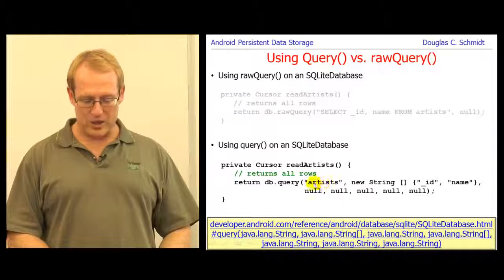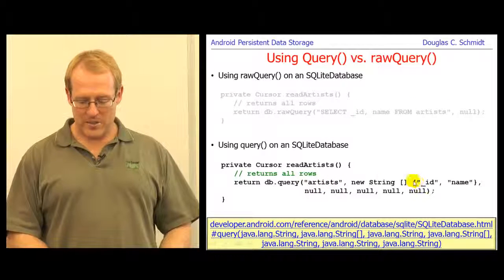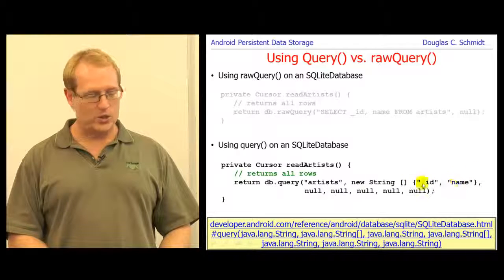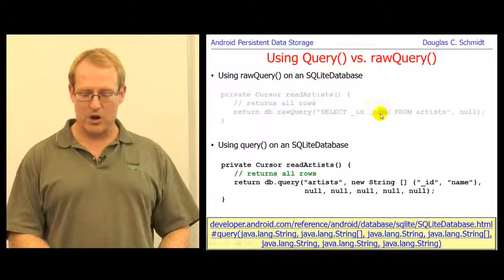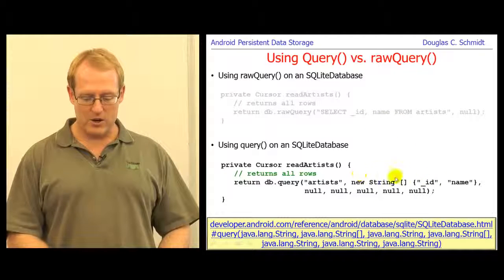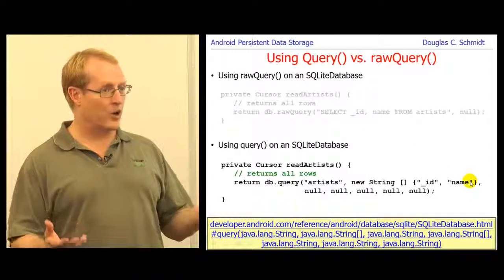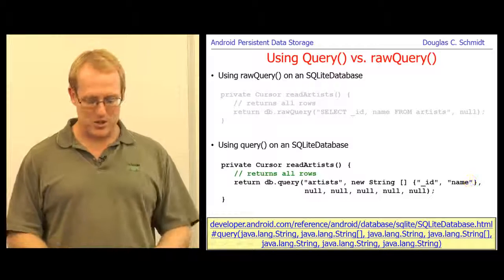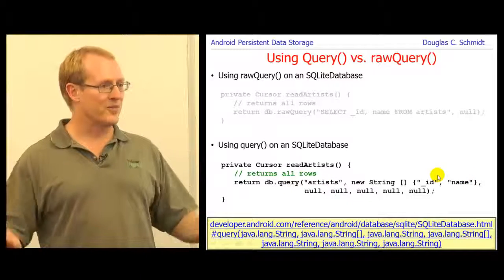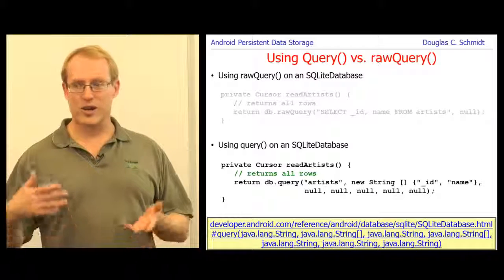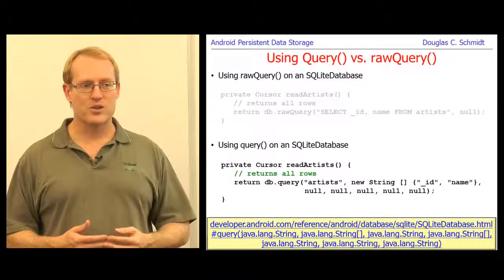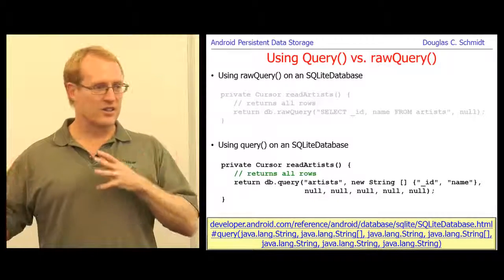But here you say, go look at this table, the artist table, and here are the columns I want you to go pull out for me. So here you're selecting from these two columns. You hard code them in that name. Here you're giving them as parameters. I hard code them, but you could make them parameters, of course, too. And then everything else is null, because you don't care about ordering, you don't care about filtering, you don't care about groups, and other kinds of things that you can do with query. You're just saying null, null, null, null, null.